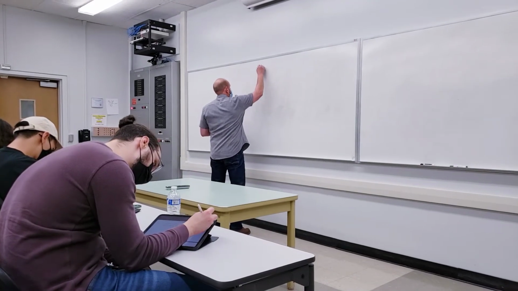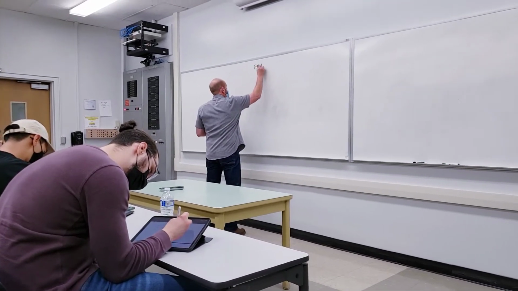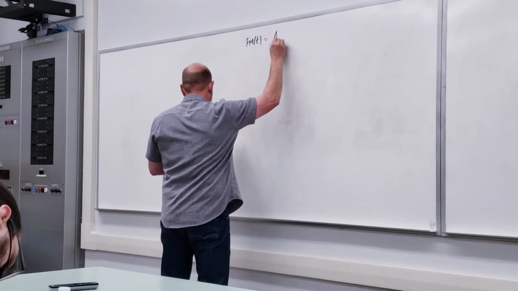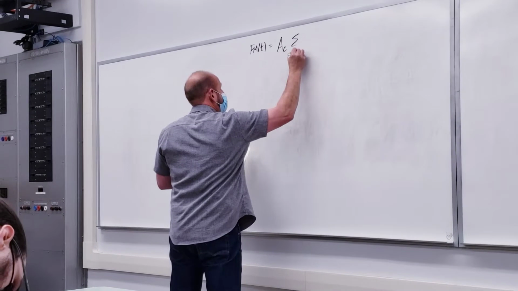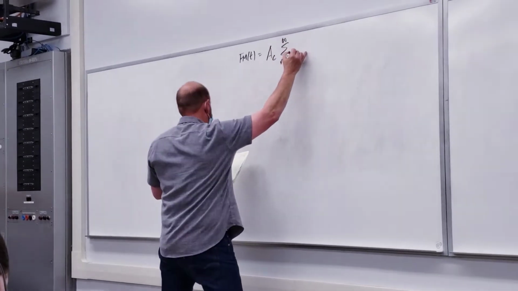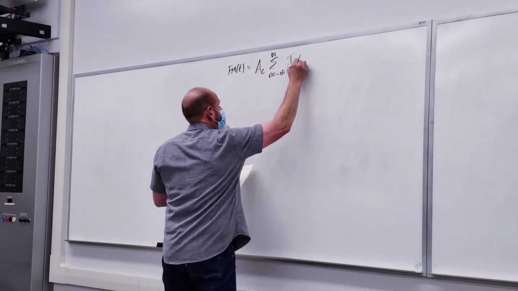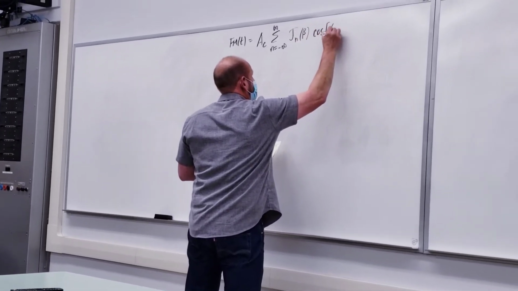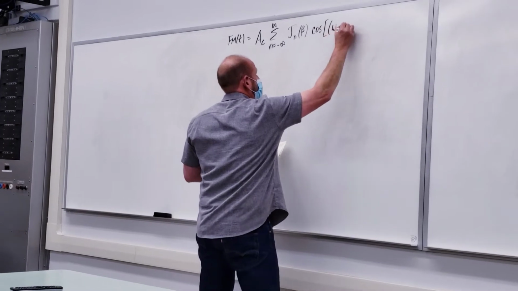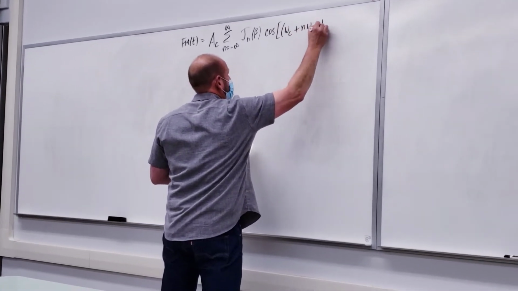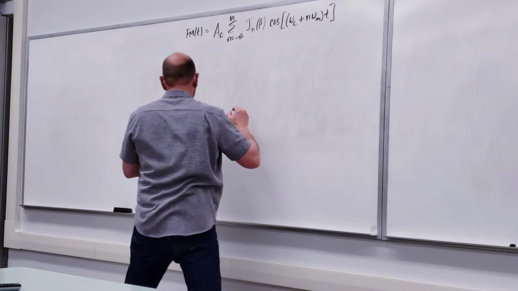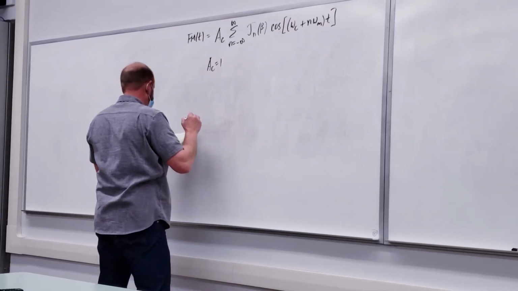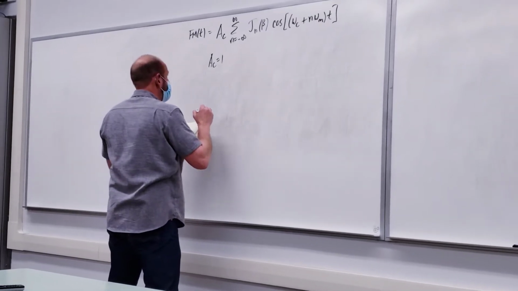So the FM signal is a function of time: A sub c, sum over n, our Bessel function, cosine of the carrier frequency plus an integer multiple of the message frequency, with time. We're given some things here. We're saying let A sub c equal 1 for simplification of the problem, so then it just drops out.